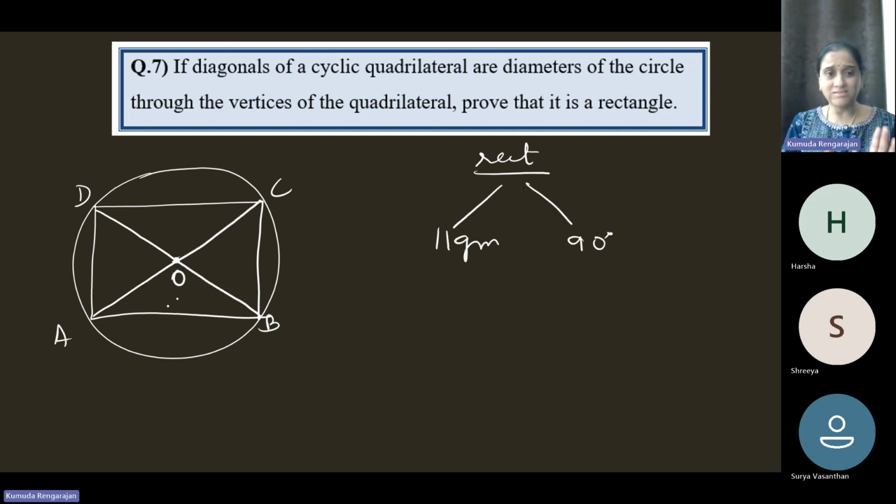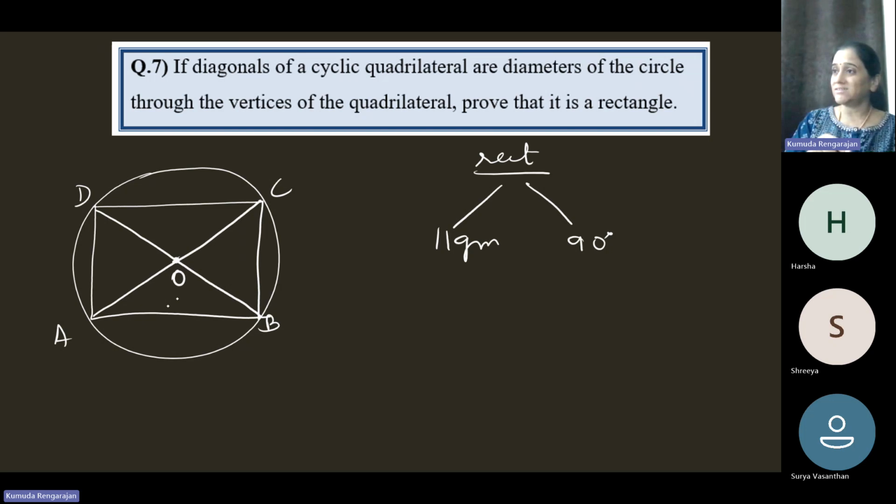But what is it now? It is only a cyclic quadrilateral. So from there, you'll have to promote it to a parallelogram and further promote it to a rectangle. How can a quadrilateral be promoted to a parallelogram? There are so many criteria, right? When both pairs of opposite sides are parallel, it's a parallelogram. When both pairs of opposite sides are equal, it's a parallelogram. When both pairs of opposite angles are equal, it's a parallelogram.